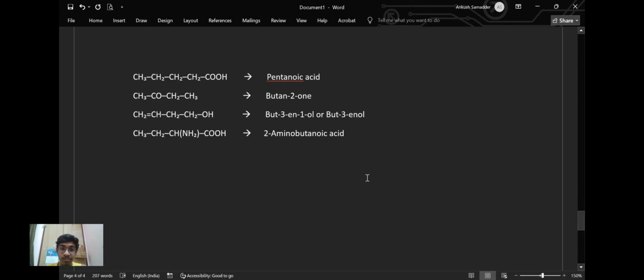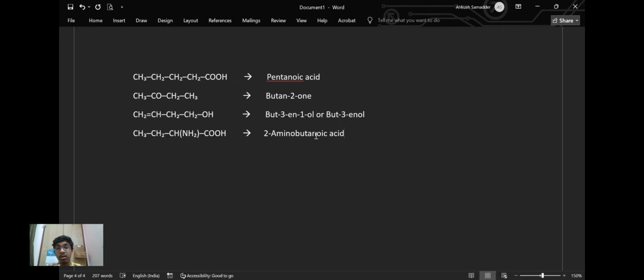And also, in some cases, the number at which the functional group is there will be dropped, because some of the functional groups will be at the last. It is just compulsory for them to be at the last. For example, this carboxylic acid, this aldehyde will be at the last. Okay, so let me tell you that also.